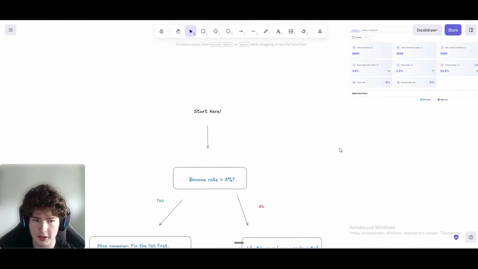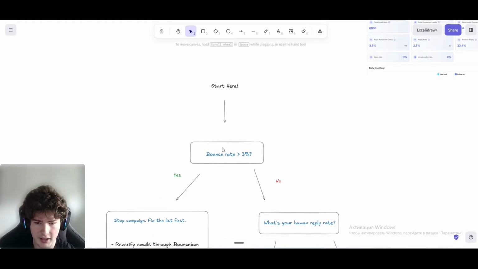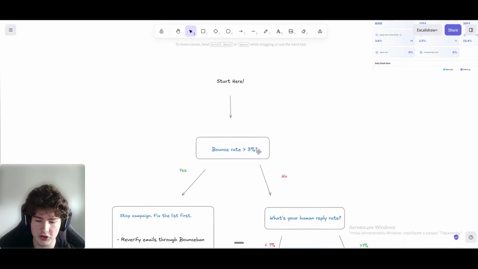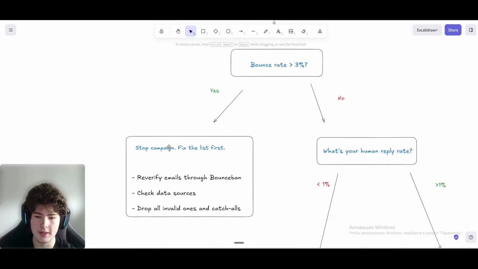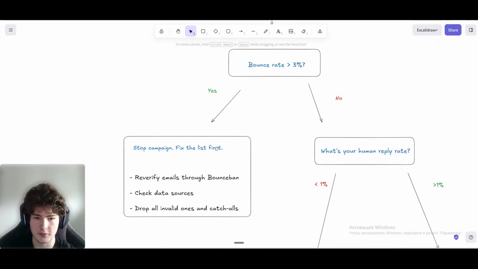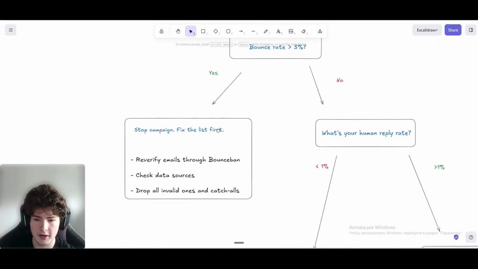First, when you have a campaign and it's not working properly, like you don't have meetings booked or you feel like something is off, start here. Are bounce rates more than 3%? If yes, then stop the campaign immediately. Fix the list first, because it's the fundamental problem.